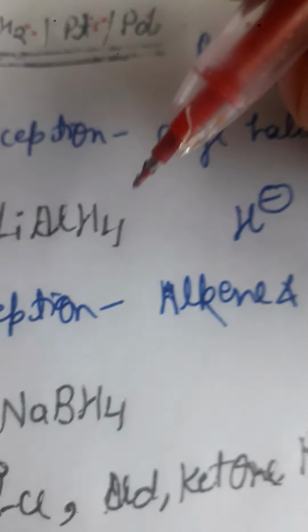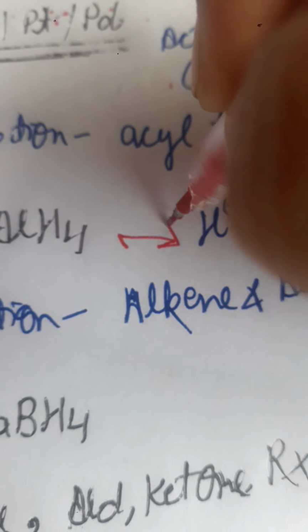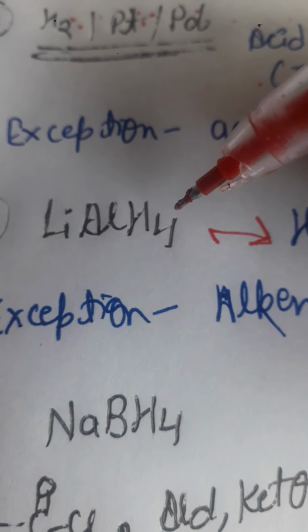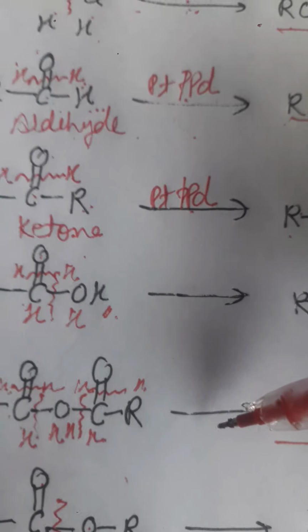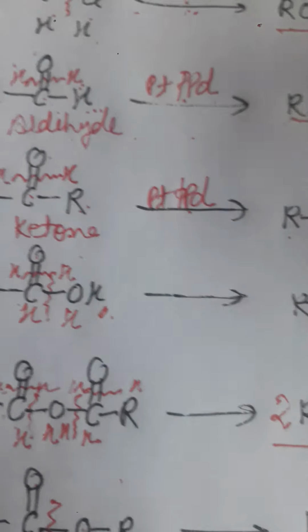Okay, now the next reducing agent is lithium aluminum hydride. This lithium aluminum hydride has hydride, which means it will transfer the hydride ion. So lithium aluminum hydride is also a reducing agent. We can use it in all these cases, but the exception is alkene and alkyne.